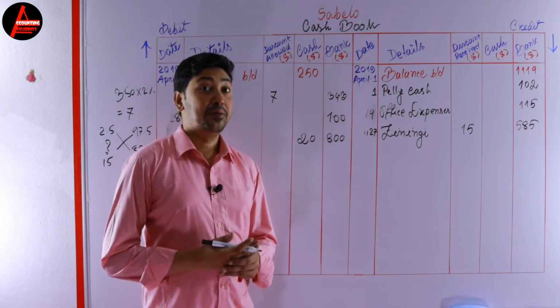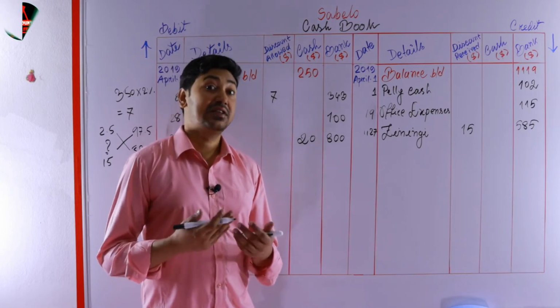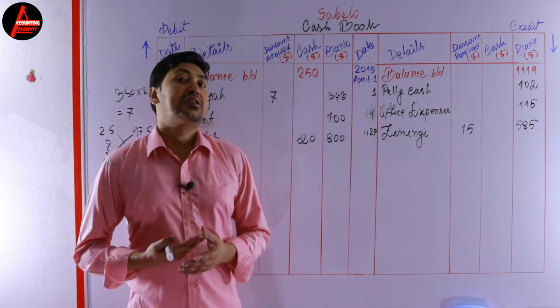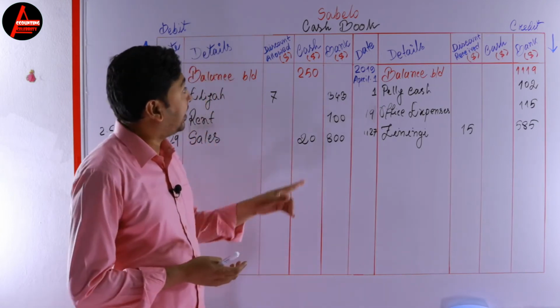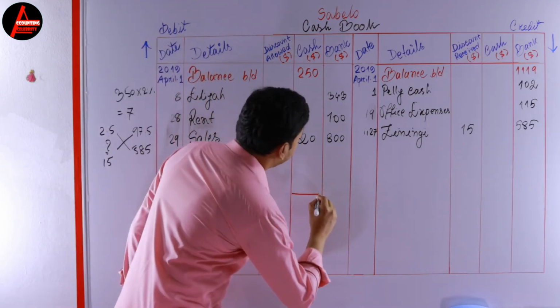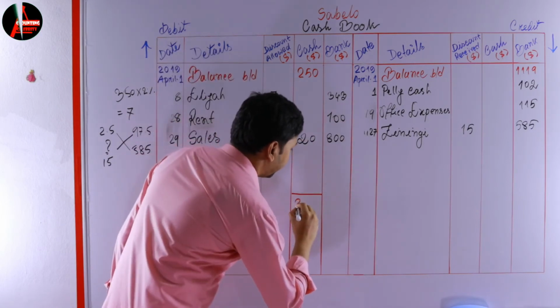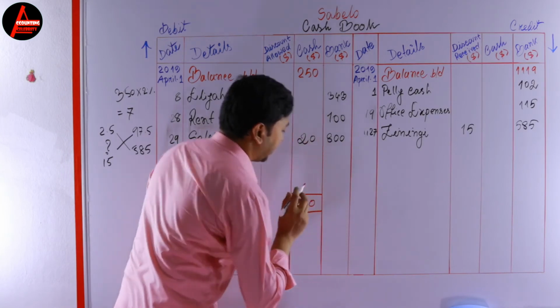Now we need to balance. So balancing part is kind of confusing. Still, many students make mistake when they try to balance it. Okay, so first of all, we will add the debit cash column. Okay, it is here. We get here 250 plus 20, $270. So let us draw a closing line.